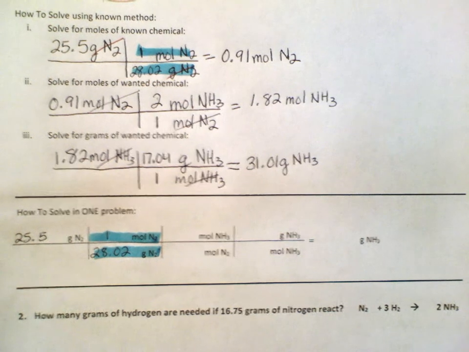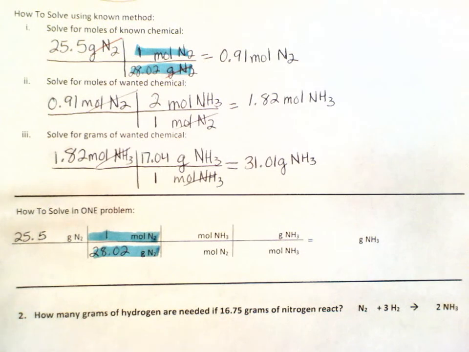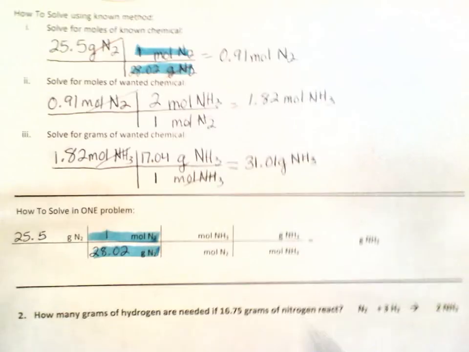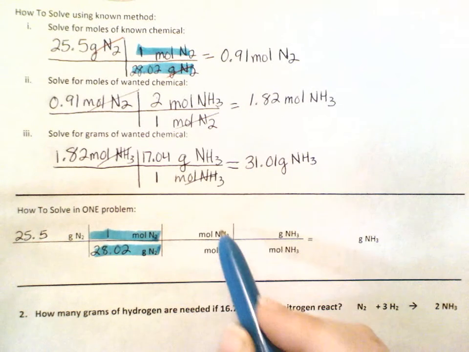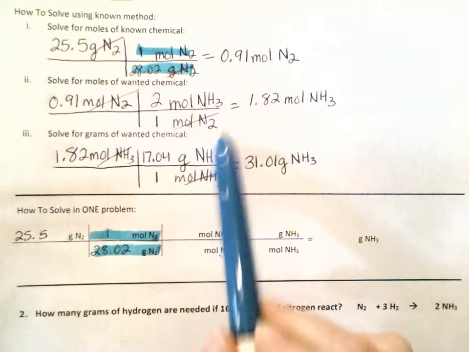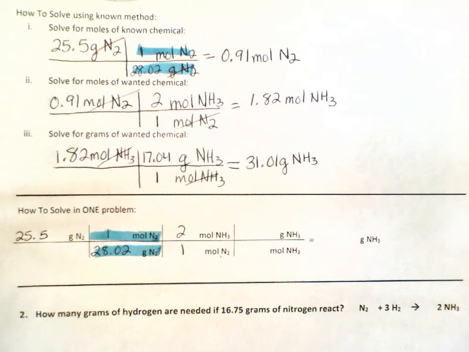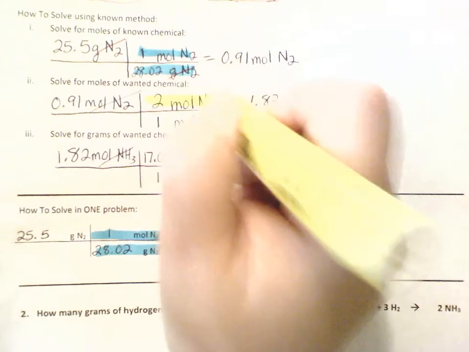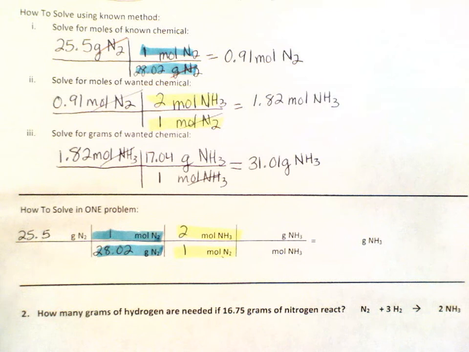Okay. And then we changed our, let's see if I can make this a little brighter for you guys. There we go. Then we changed our moles of nitrogen into moles of NH3. We used the mole ratio to do that. So it was a 2-to-1 ratio. So this part here matches this part here. We don't have to calculate in between for this, which is pretty nice.